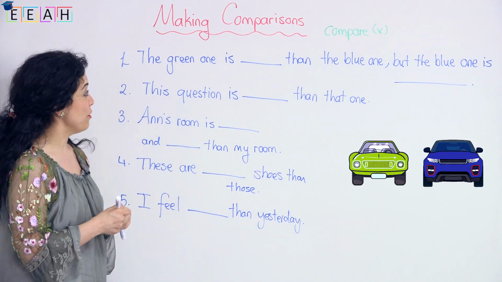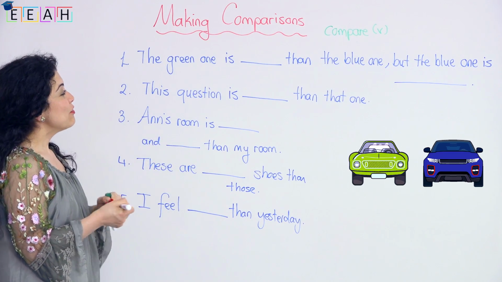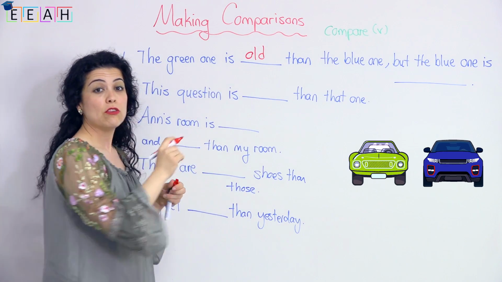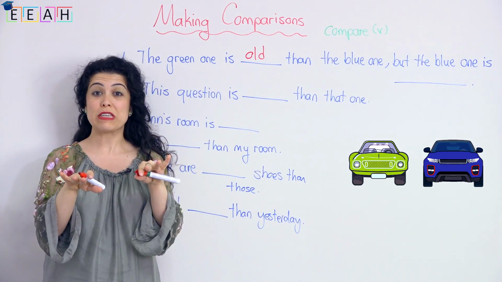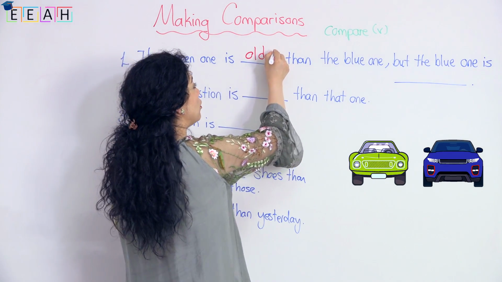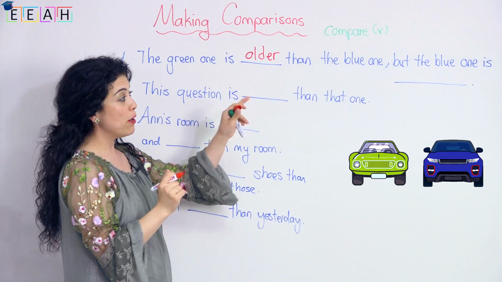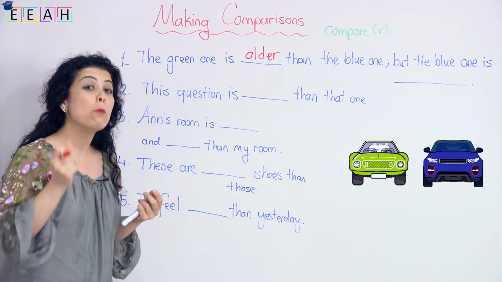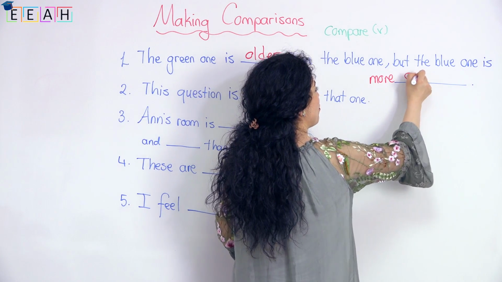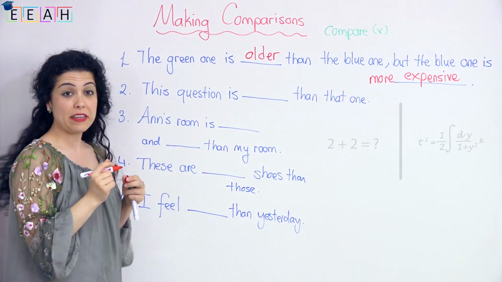Look at the first picture. We have a car, okay? There are two cars actually. So the green one is old, isn't it? So if you're talking about two items you're comparing, you need to say older, okay? Older. So the green one is older than the blue one, but the blue one is more expensive. Yes, it is more expensive.